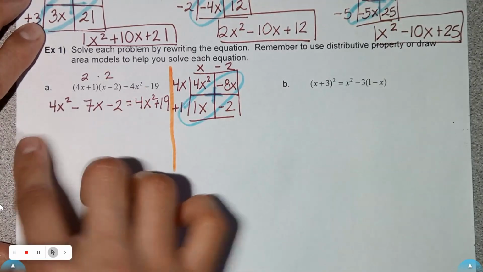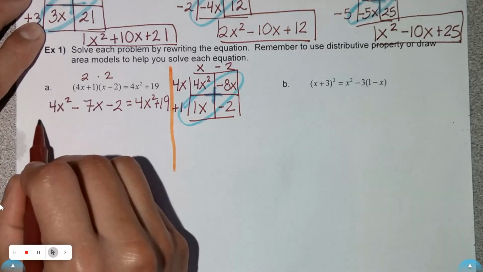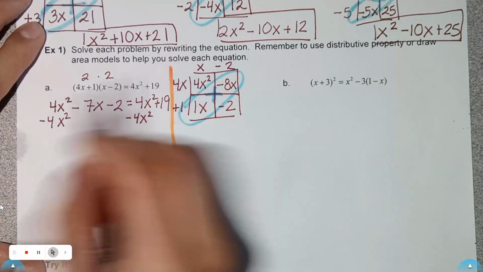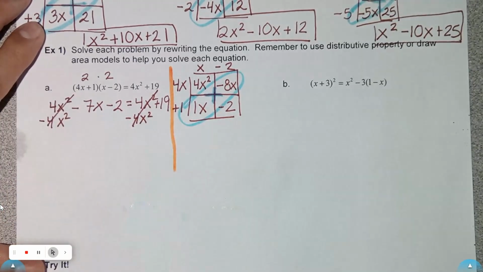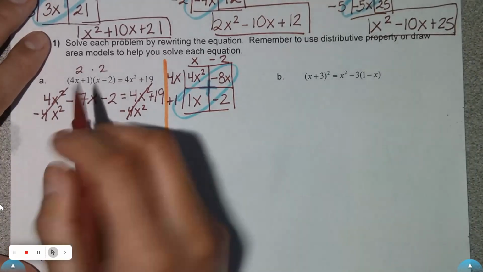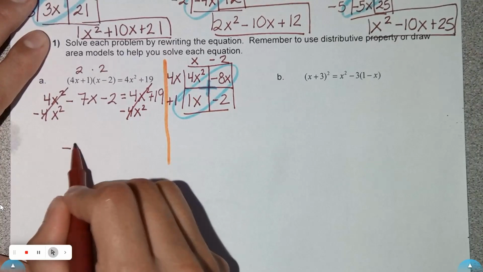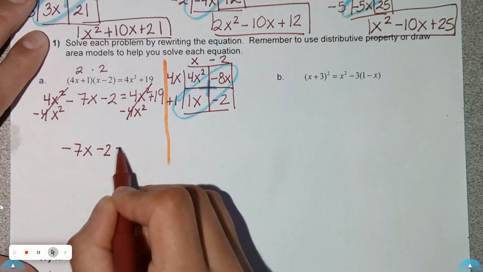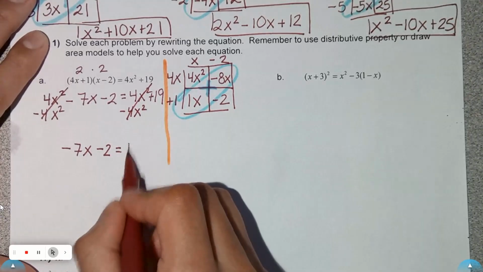So you see how I have 4x squared on both sides? I can subtract it from both sides. That way, this cancels with this. Then whatever I have left over, I'm going to bring down. So I have this negative 7x, this minus 2 equals, and then I have this positive 19.